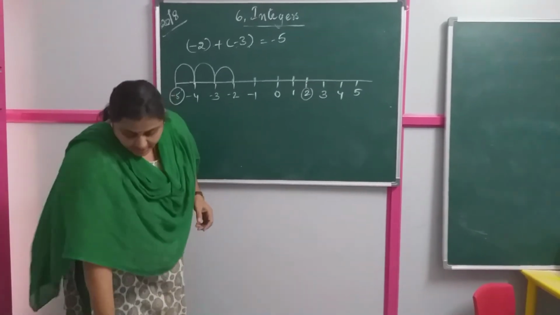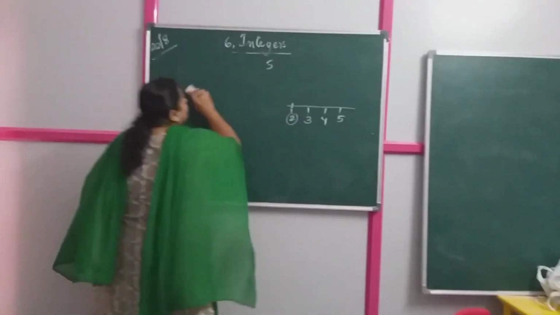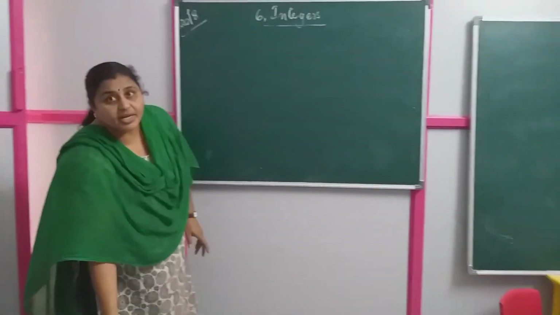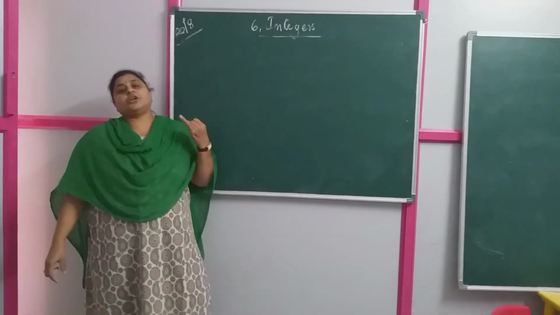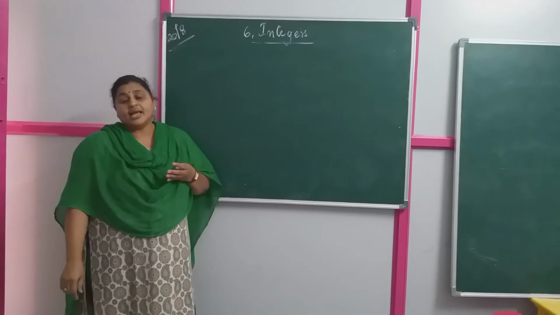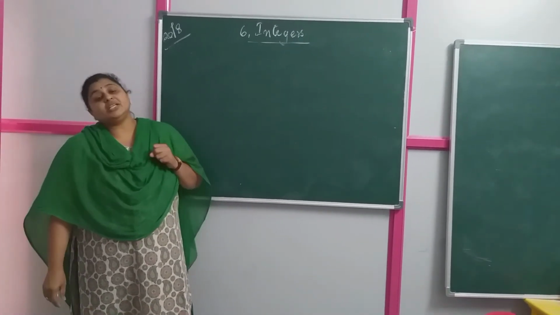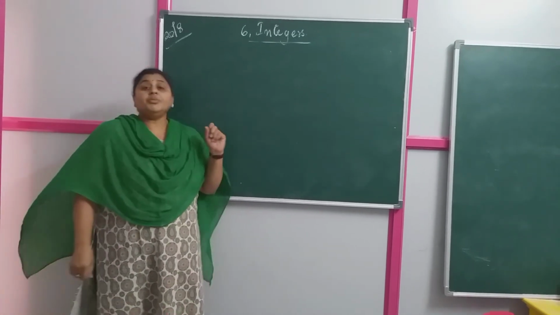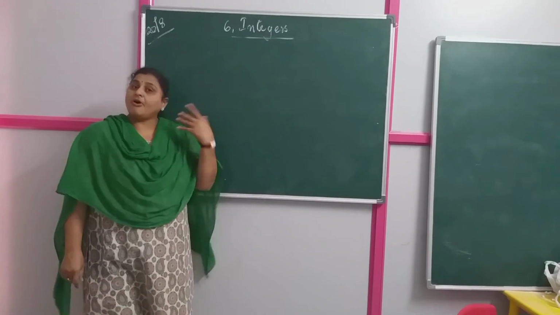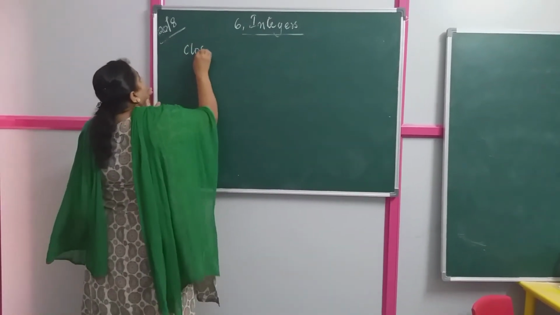Okay. Next, we will go on to the properties. Properties of addition and subtraction of integers. Already you learned your properties: closure, commutative, adding of 0 or 1, and associative property. Now coming to integers, the commutative property will not be the same for all integers. Let us take closure first.